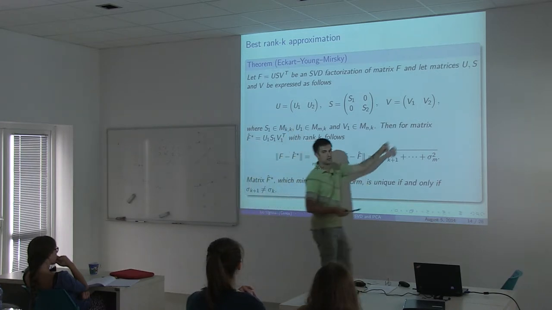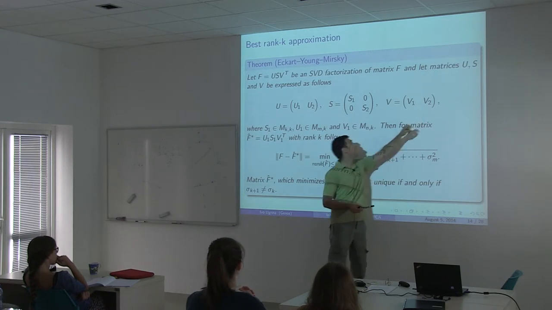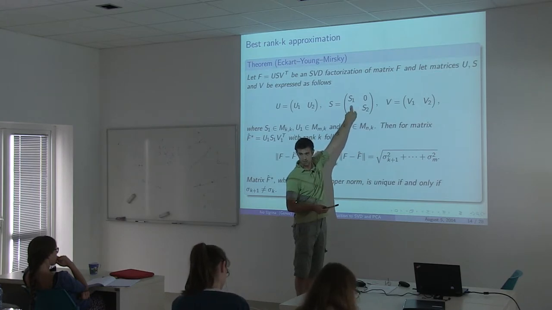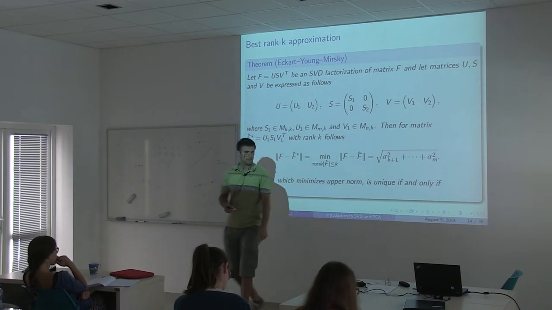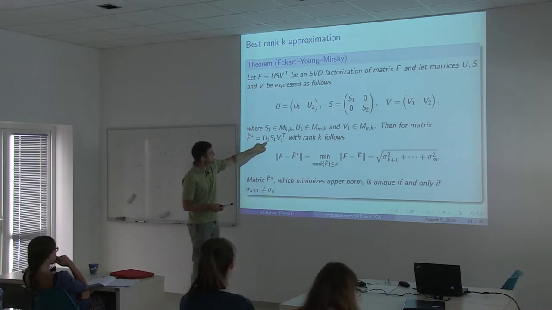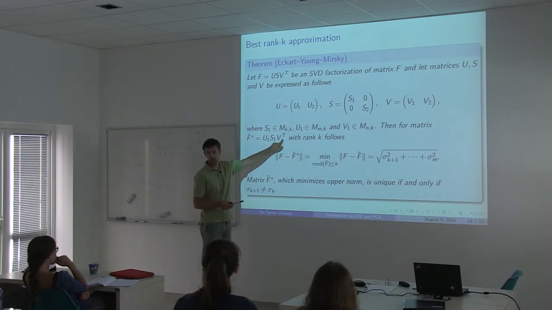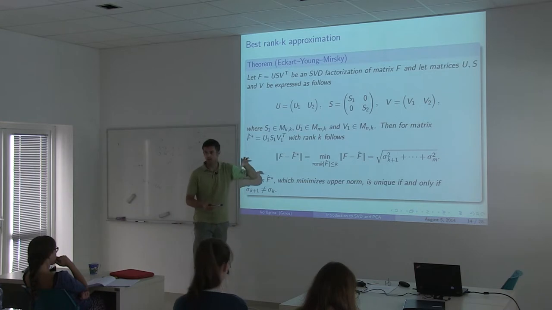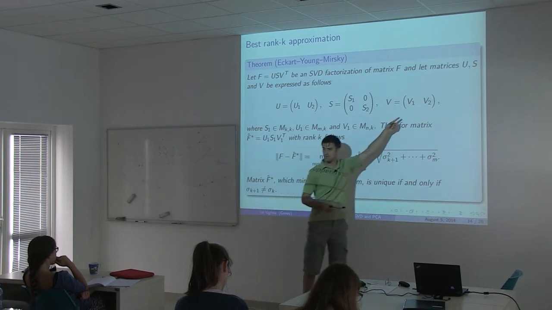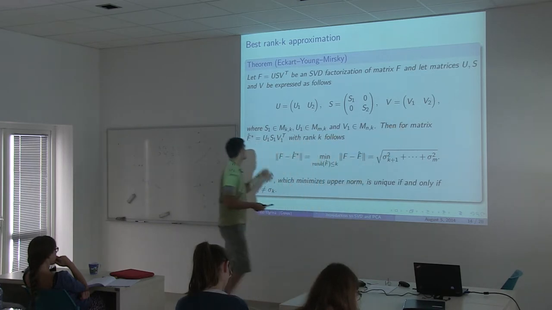You can do the same thing here and here. Just take the first R columns and first R rows. Then you can define the new matrix, which is basically U1 times S1 times V1 transposed. The difference is that these have lower dimension, because you choose only some columns from here and some columns from here, and this matrix is a smaller matrix.